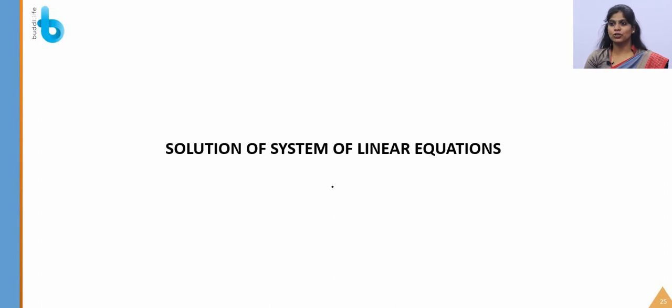Next we will see the solution of a system of linear equations. This is another application of determinants. Usually we solve linear equations in algebra by using the elimination method and substitution method, but here we can solve the system of linear equations by using the determinant method also. We will see that method now.